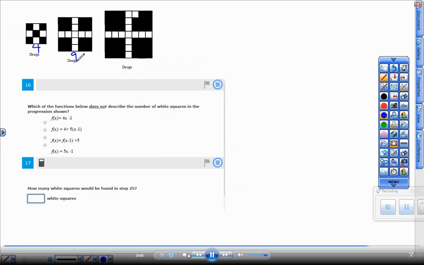For this one, you need to count the number of white boxes. This is design 1, 2, 3. If we don't tell you what they are, we want you to assume that this is the first one, second one, third one, not the 0 one. 4 of those white boxes, 9 white boxes, 14 shows I'm going up by 5.